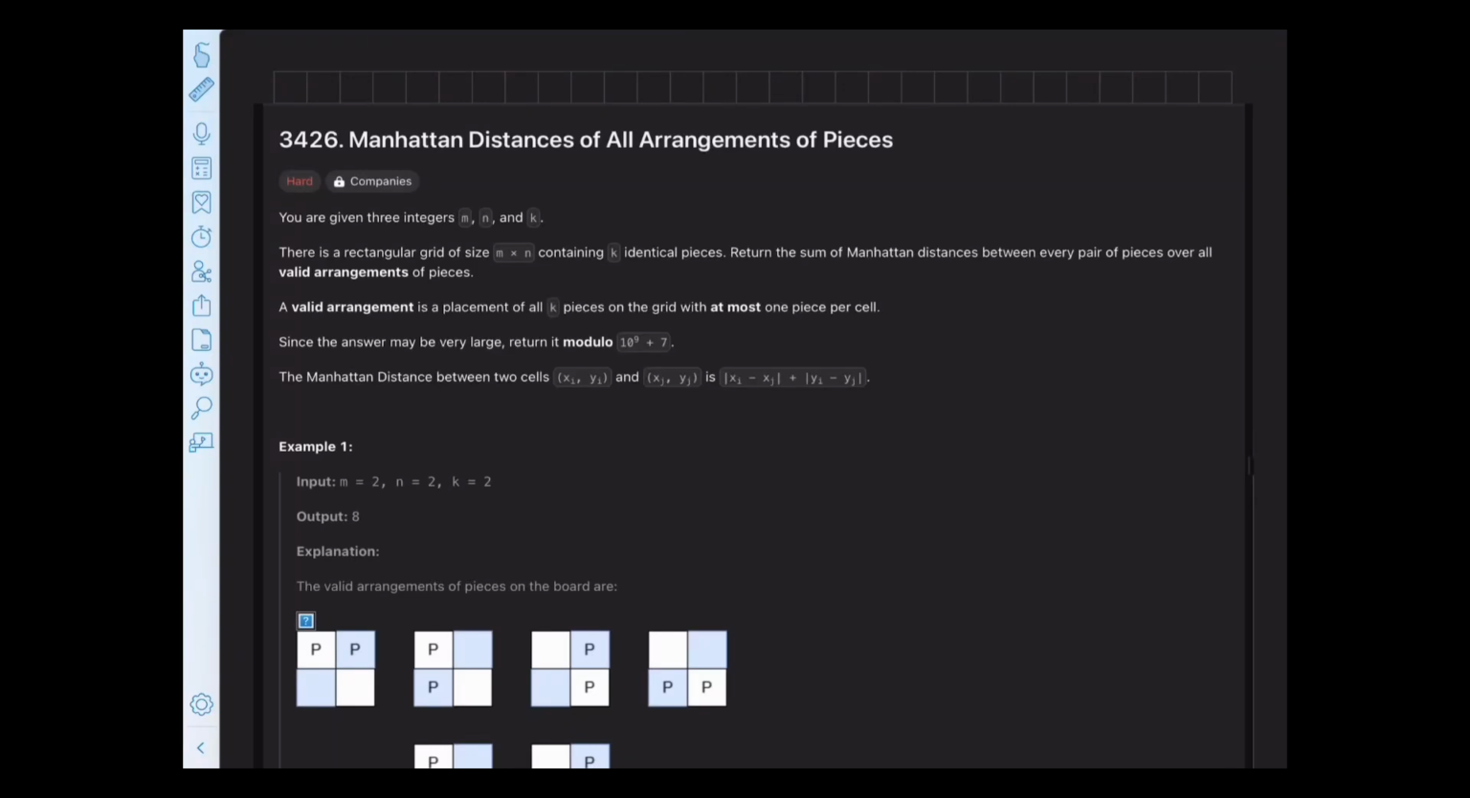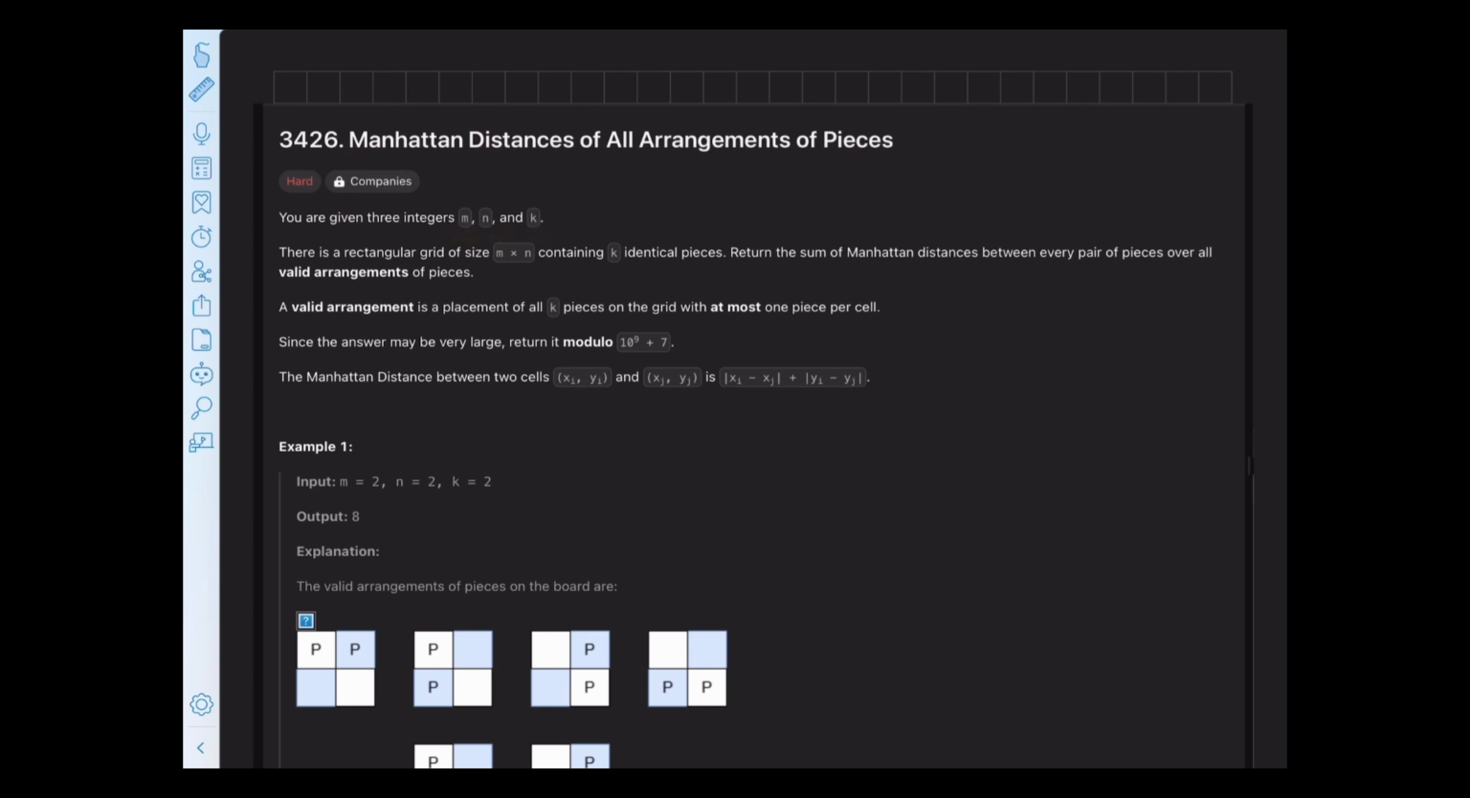Hello everyone. So today we are going to discuss the bi-weekly contest question number 4, which is Leetcode 3426, Manhattan distances of all arrangements of pieces. So what does the question say? You're given three integers m, n, and k.